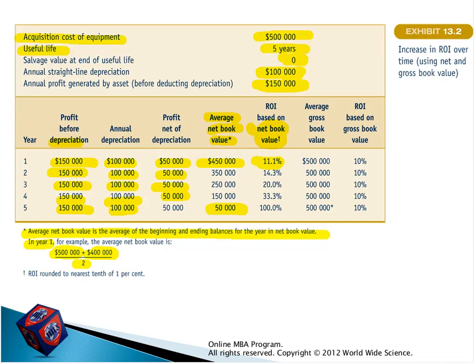So here is, this is for year 2. This is, first we have to find the average net book value, then we can find the return on investment based on the net book value. If we are not, for example, in this case, going to consider our depreciation charges, then we can get just the gross book value, which every year will be 500, right? 500 is the invested capital.